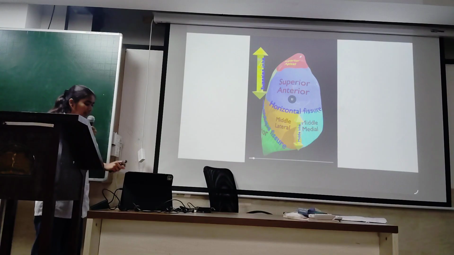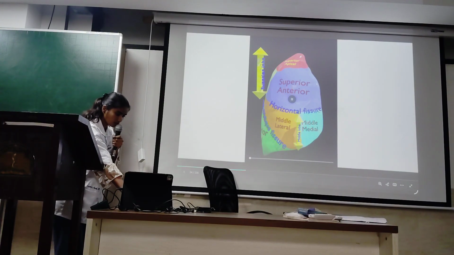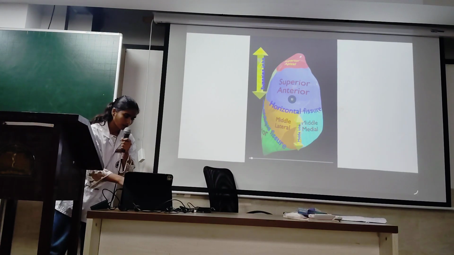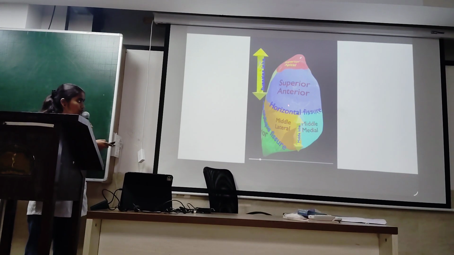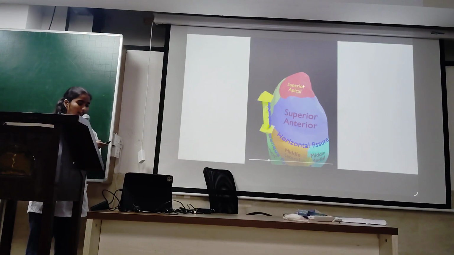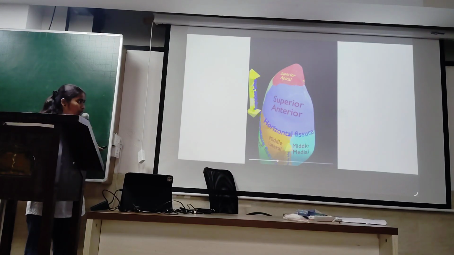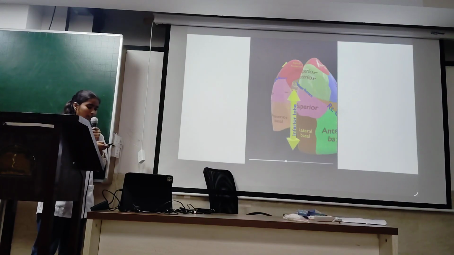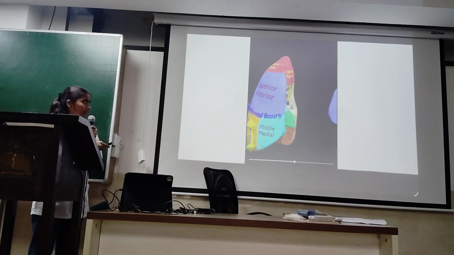So here in the right lung, as we know, there are two fissures, horizontal fissure and oblique fissure. Therefore, three lobes: superior lobe, middle lobe, and inferior lobe. In the superior lobe, we have superior anterior, superior apical, and superior posterior segment. In the middle lobe, we have medial and lateral segment. In the inferior lobe, we have anterior basal, lateral basal, superior, posterior basal, and one more, that is the medial basal segment.